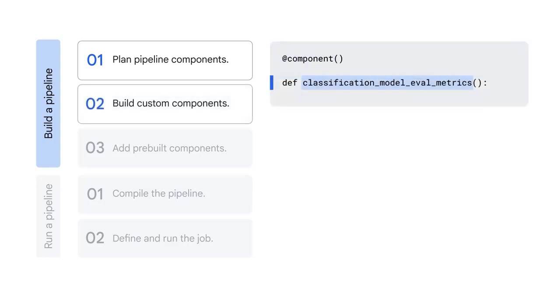Second, you build any custom components that are needed. For example, you create a component called Classification Model Eval Metrics. You use this component to compare the evaluation metrics to a threshold after the model is trained and determine whether the model should be deployed. If the model performs well, you deploy it. Otherwise, you retrain the model.